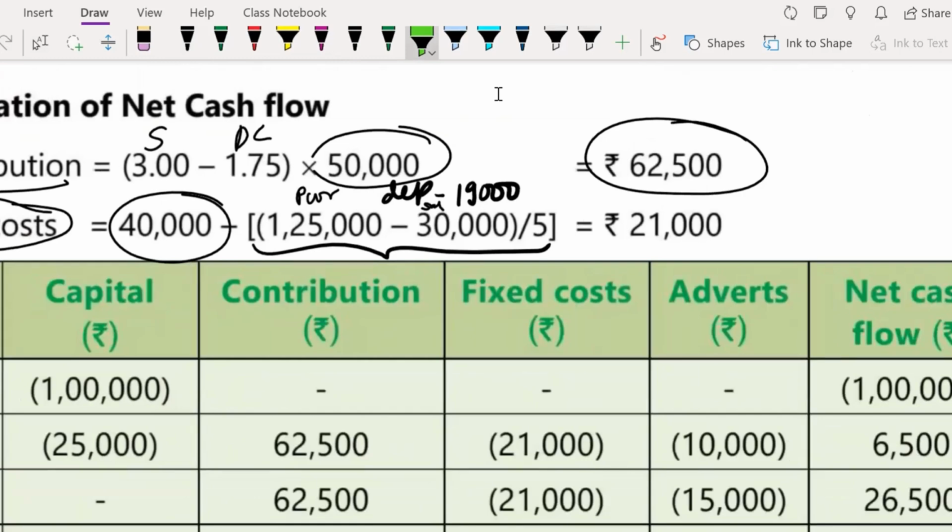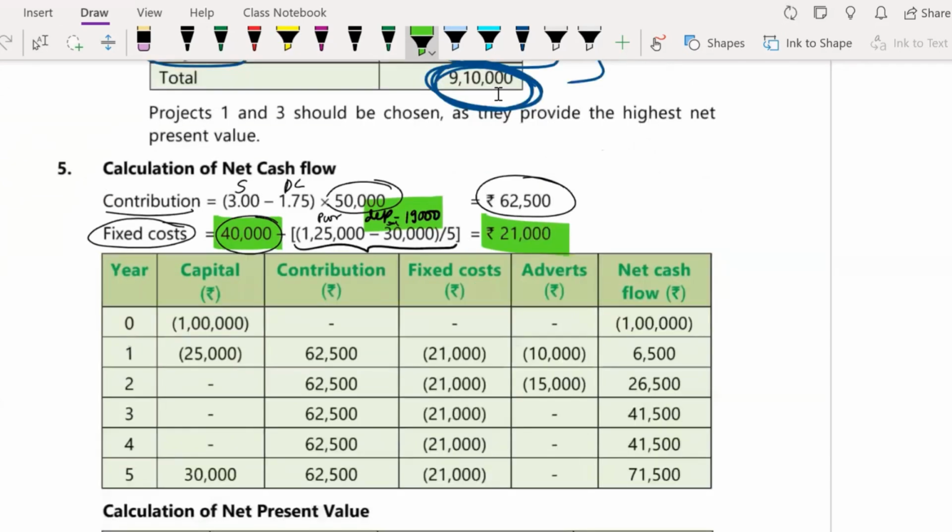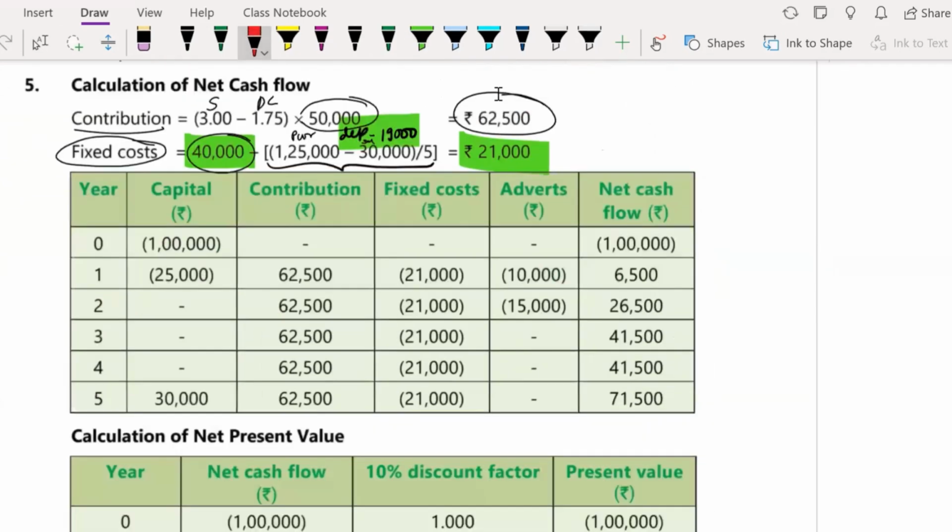So your fixed cost per annum will be 40,000 minus 19,000, which is 21,000 per annum. Okay. So now let's calculate the net cash flows.